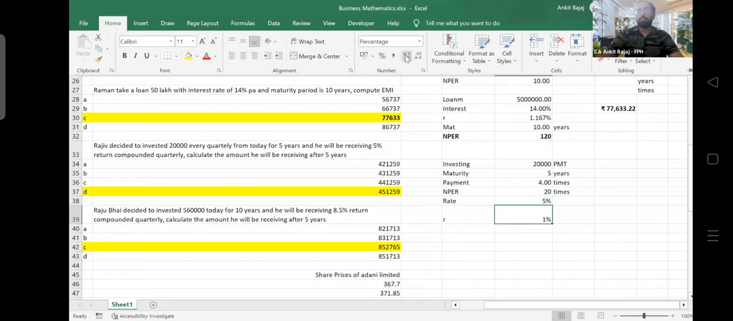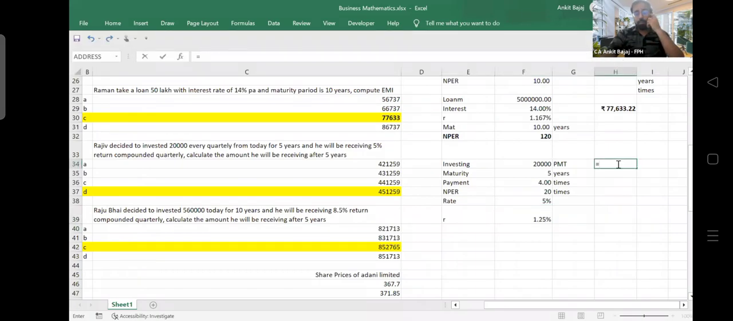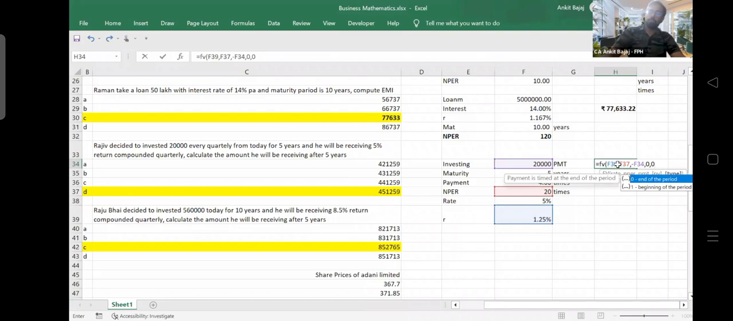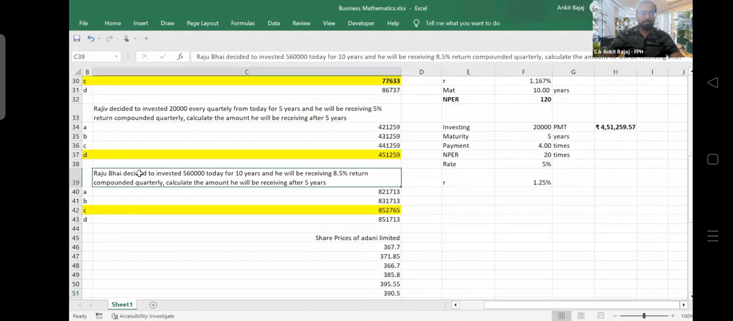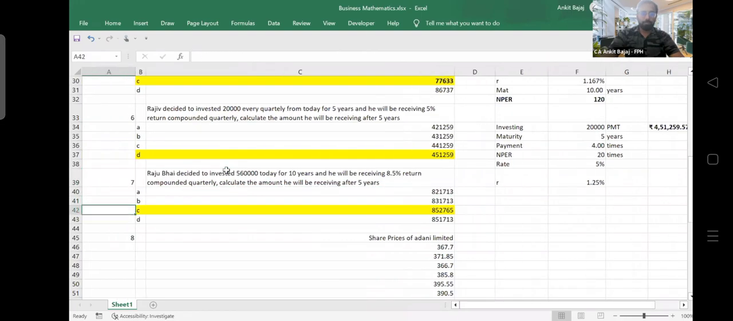Simply apply the formula, and in a fraction of seconds you can get the answer, right? So write down the formula here. Future value, open the bracket, rate is given 1.5%, NPR is given here 20, then payment: every quarter you have to pay 20,000 rupees. Present value is 0 and the remaining value is also 0. So your answer is going to be 4,51,259, which is the correct answer. This is similar to the previous question, so you can solve this question on your own.